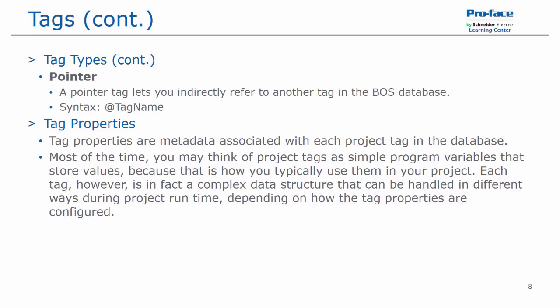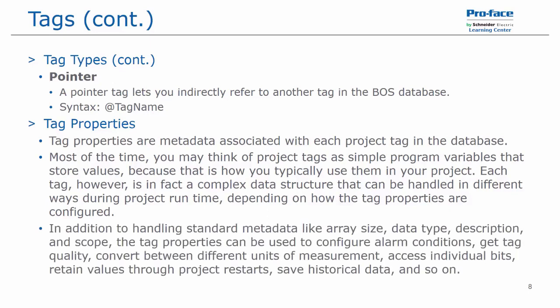And typically these are different data types, as we saw in the tech ref, and they are handled in different ways during the runtime depending on how your tags are configured. And in addition to handling the standard metadata like the array size or data type or your description and scope, they can also be used to configure alarm conditions, get the quality of the tag if it's connected to a PLC address through a driver worksheet. You can convert between different units of measurement. You can access individual bits of that tag, and you can also set it during runtime to retain values through a project restart instead of reinitializing back to 0.